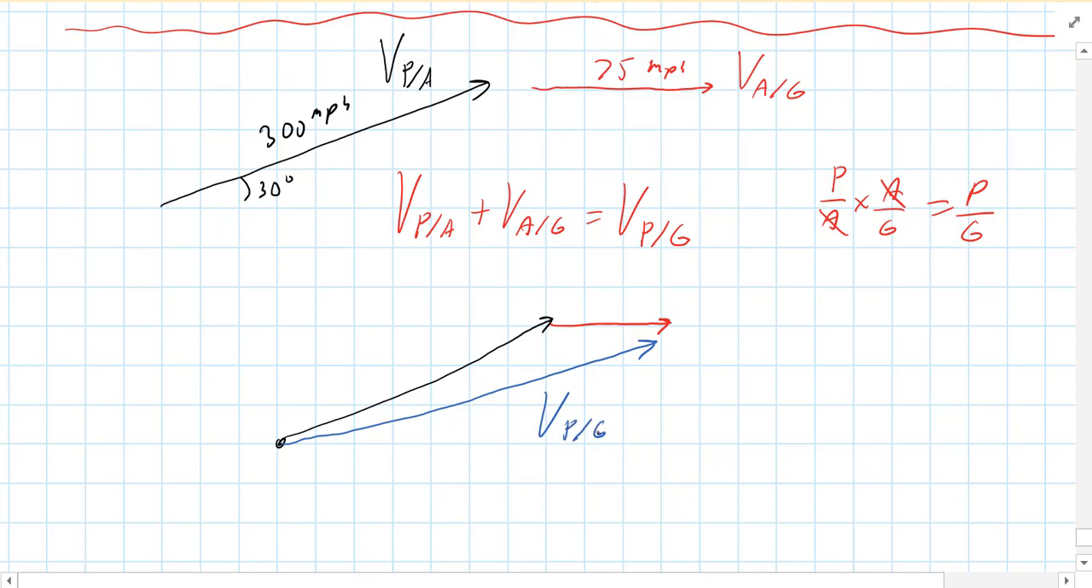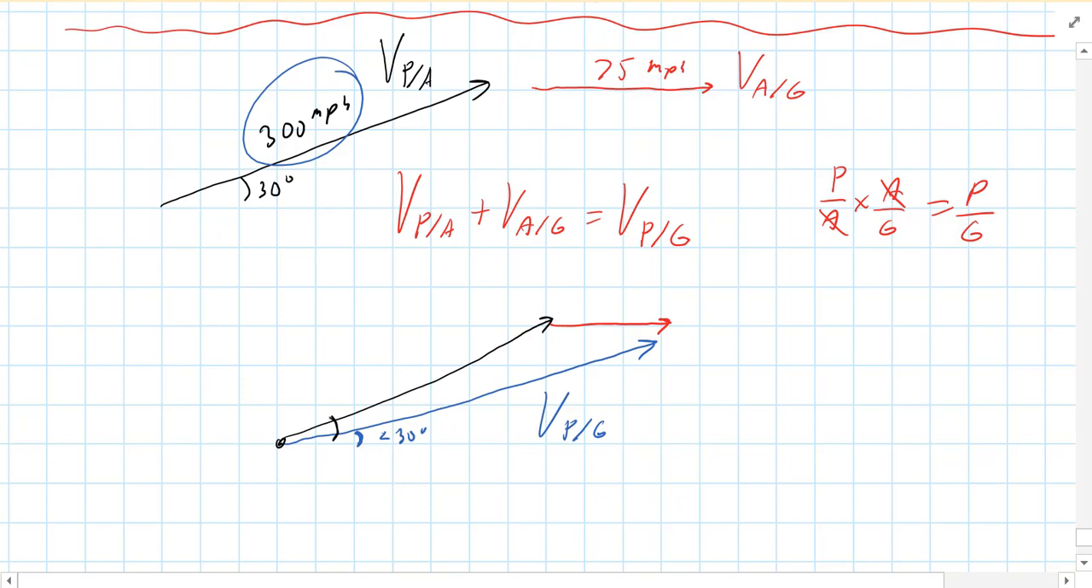with respect to the ground. Some things you would note in this example, if you did the math and found the length of that blue arrow, is that it's going to be longer than 300. In other words, the plane's getting a little push from behind, so it's going a little faster than 300. And the angle that they're actually moving at is less than 30 degrees.